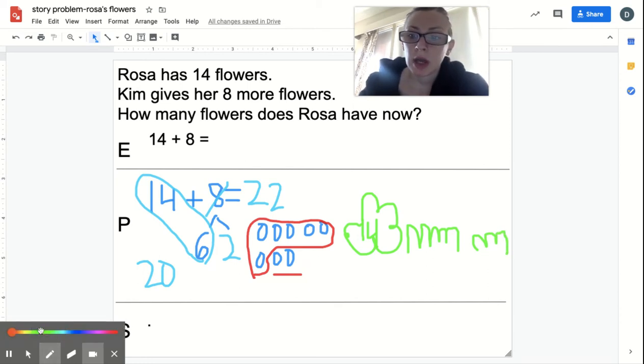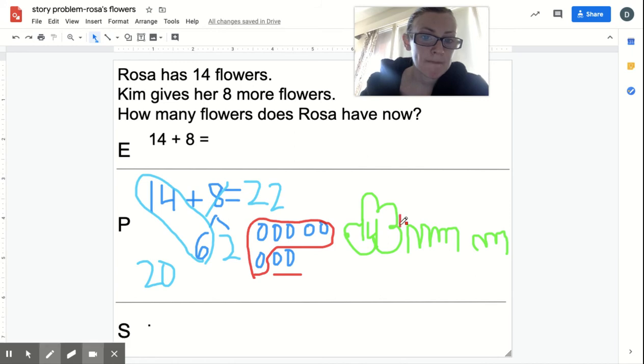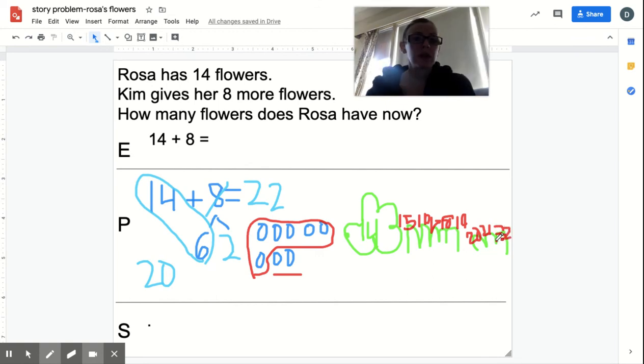Now we're going to count on. 14, 15, 16, 17, 18, 19, 20, 21, 22. I got the same answer both times. You could solve it both ways. You could find the next 10 or you could count on. Both of these ways work.